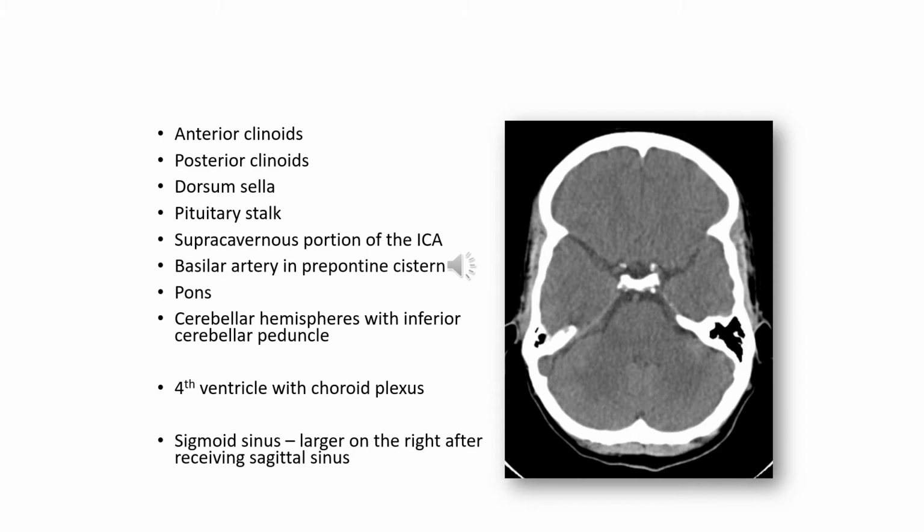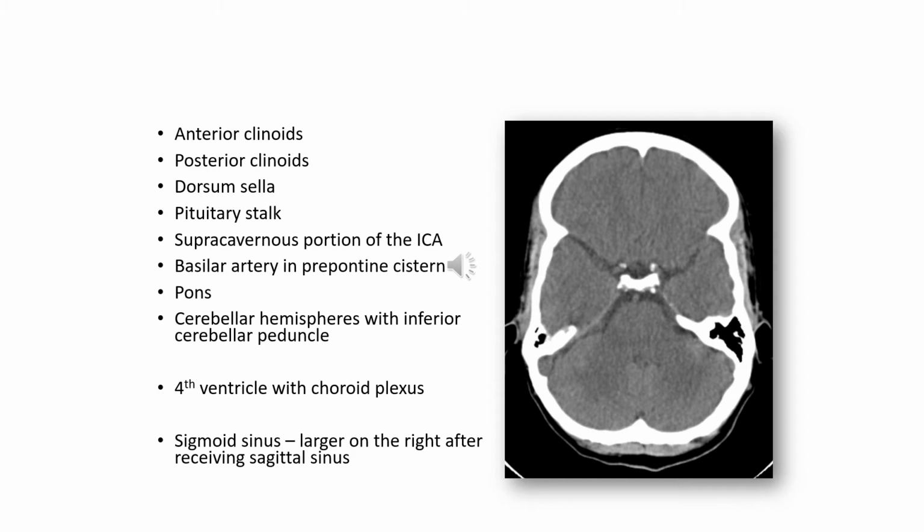If we look at an expanded view and within the red circle, we can see the fourth ventricle, and within it the slightly higher attenuation appearance of the choroid plexus within this part of the fourth ventricle.